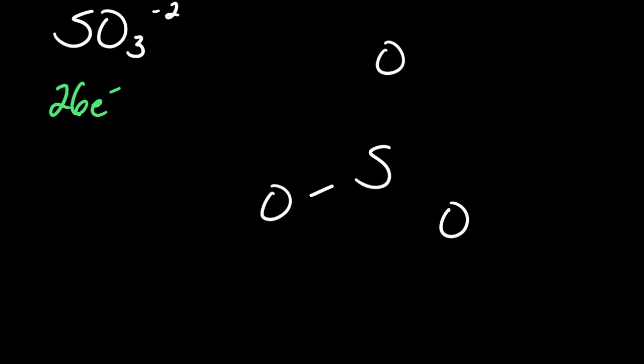I start distributing those 26 electrons by adding single bonds between each oxygen and the sulfur. Each of those bonds uses 2 electrons. So that means I've used 6 out of my total, and I have 20 electrons remaining.